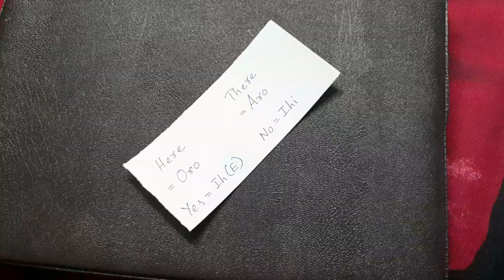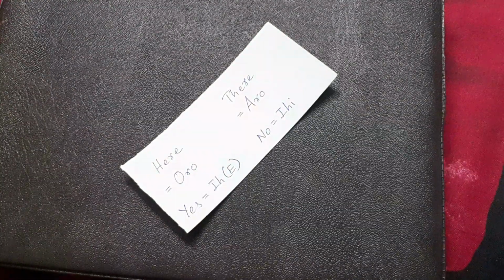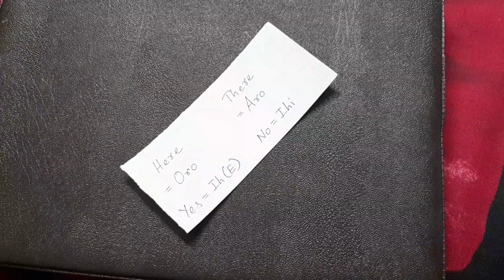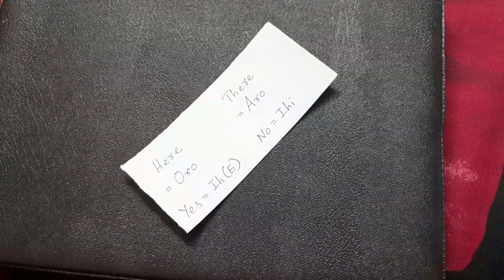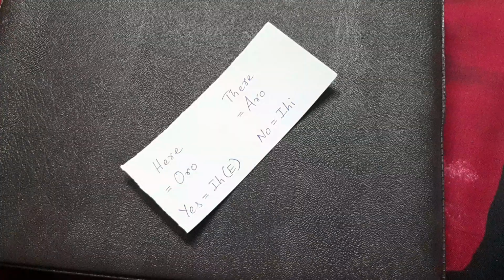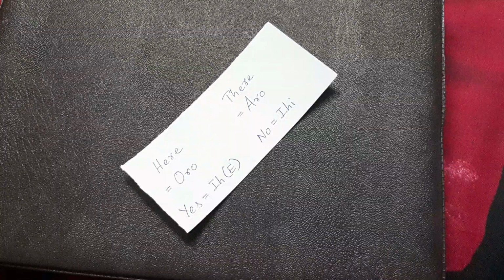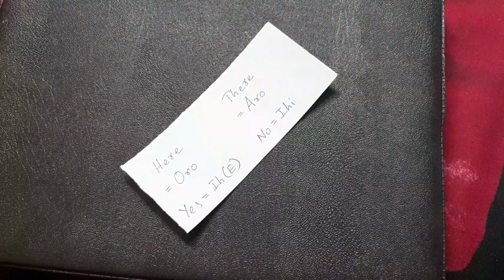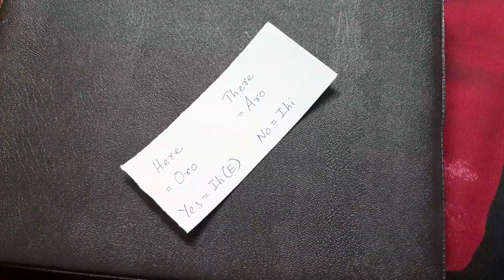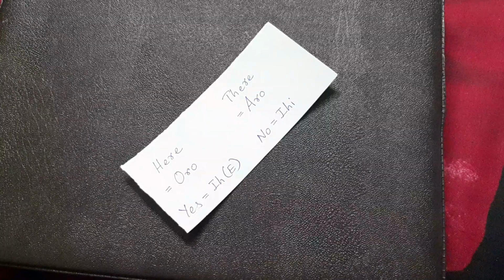Now, this may be a little funny for you or maybe a little cute. But here it is. We call yes, E. We write it as the alphabet E or we write it as IH. For no, ihi. Yes, E. No, ihi. Here, oro. There, aro.